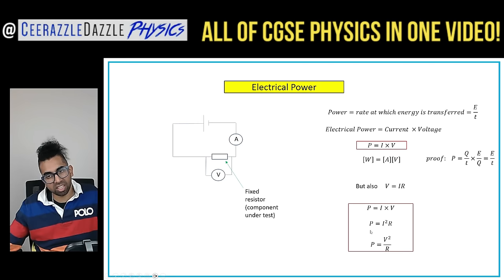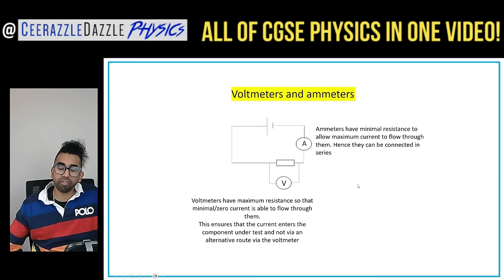And look, we can see that also, if you know Ohm's law, V is equal to IR, I can replace the V with IR, it becomes P is equal to I squared R, because V is IR over there. Or if I rearrange this and say I is V over R, I can then replace the I over there. Power is also equal to V squared over R. So you've got three versions of this formula. Power is equal to I times V, power is equal to I squared R, and power is equal to V squared over R.